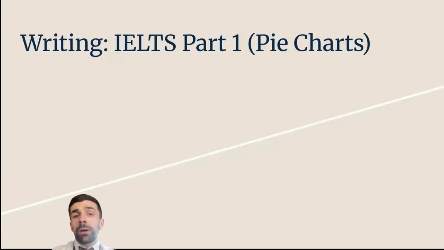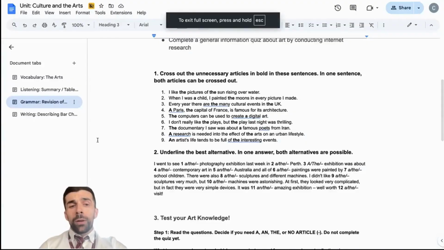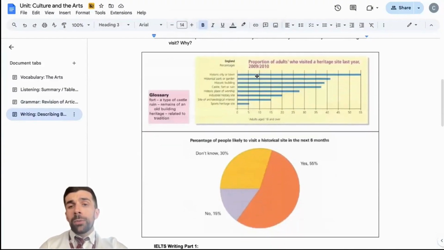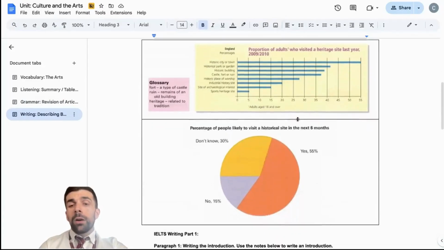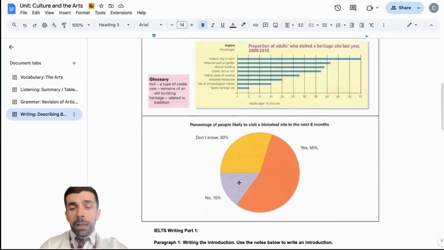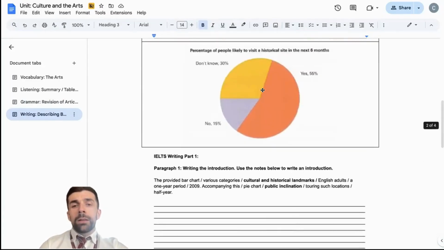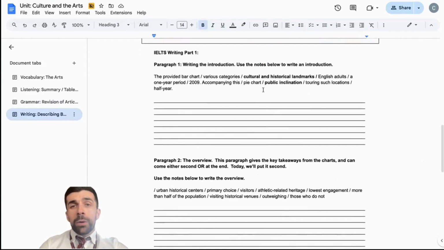Now, let's look at the final part of the exam, writing for IELTS Part 1. We focused on IELTS Part 1 at the very end of our unit on culture and the arts, where we looked at how to analyze pie charts and bar charts. On the exam, you'll only need to analyze pie charts. You can refer back to our notes from these lessons for examples of an effective Part 1 essay.